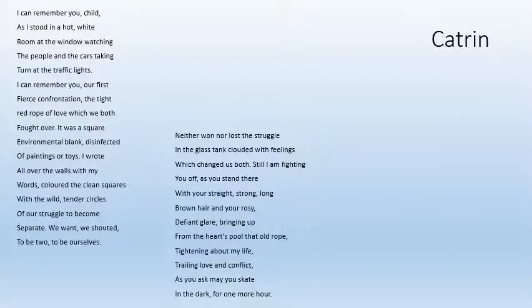And here now, perhaps as I read it as well, you can see if you can visualise the images that the poet Gillian Clarke is, I won't say trying, successfully creating. So here we are, Catrin.